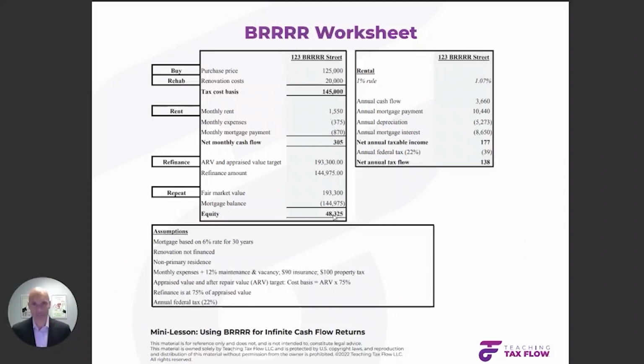Obviously, when we're talking about rental properties, we need to make sure that the property makes sense from a rental perspective. So we're going to look at that 1% rule that many people are familiar with: taking your monthly rent and dividing that into the cost basis.